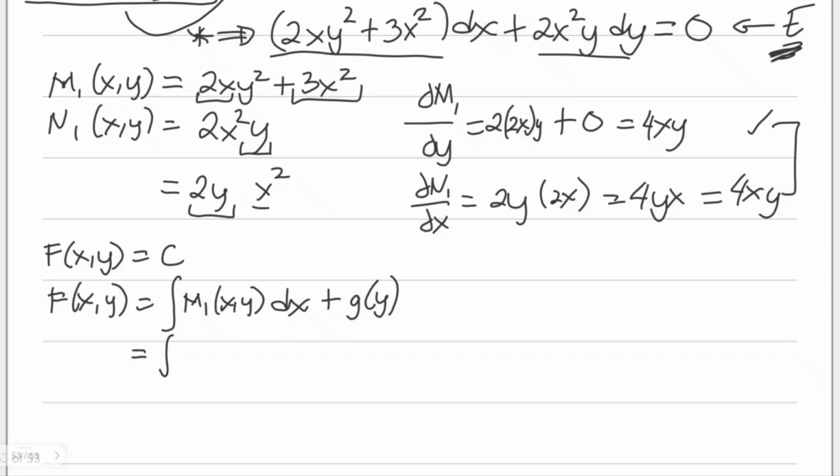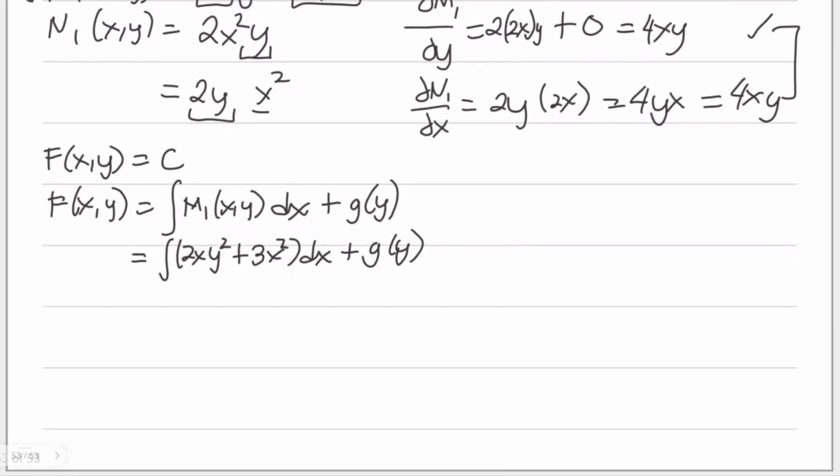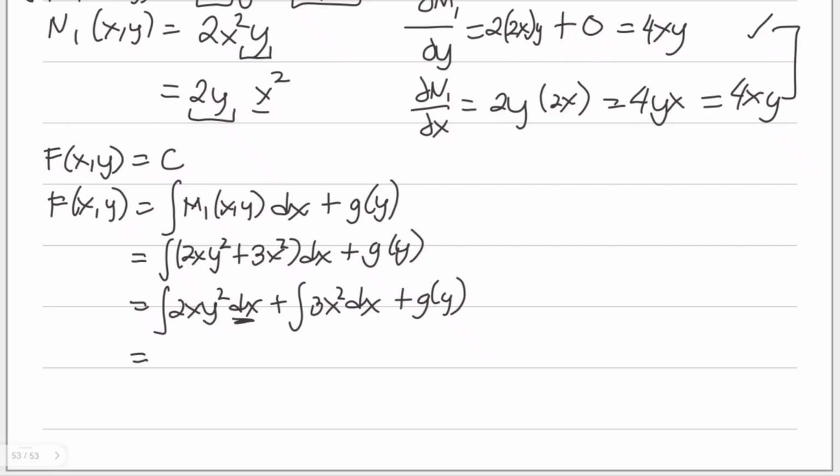So you have the integral of your M sub 1, which is 2xy squared plus 3x squared dx, plus g of y. I don't have much space, so I might be using a second page for this. We can separate the integrals here. You will have 2xy squared dx plus 3x squared dx plus g of y. You can take out the constants because this is dx. The y squared here is a constant together with 2. So you can have 2y squared times the integral of x dx.